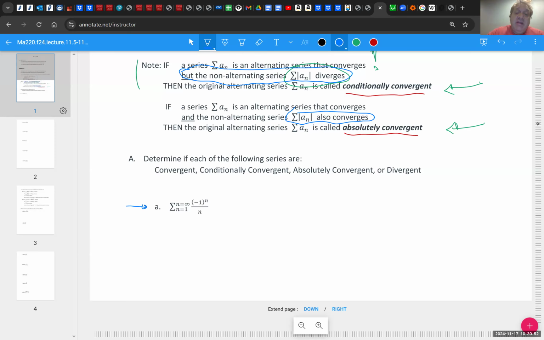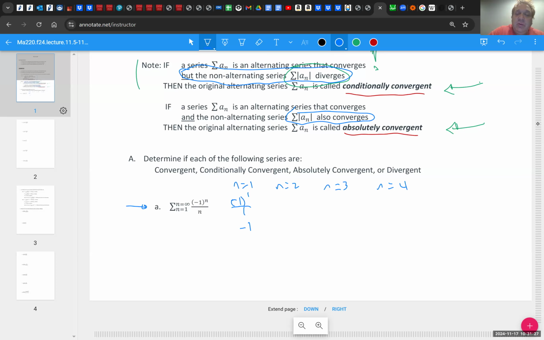Now, I do recommend that students do this, although it's not required. I recommend you write out a few terms like n equals 1, n equals 2, n equals 3, just so you can start seeing what the pattern is. Sometimes it really helps to see what's going on to guide you as to what direction you want to go in. So if n equals 1, I get (-1)^1 over 1. (-1)^1 is -1, and -1 divided by 1 is -1.